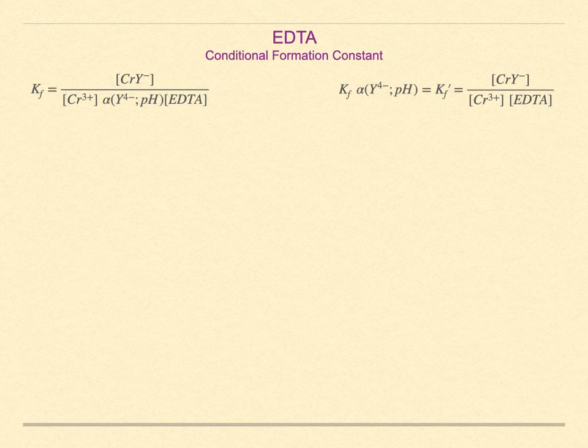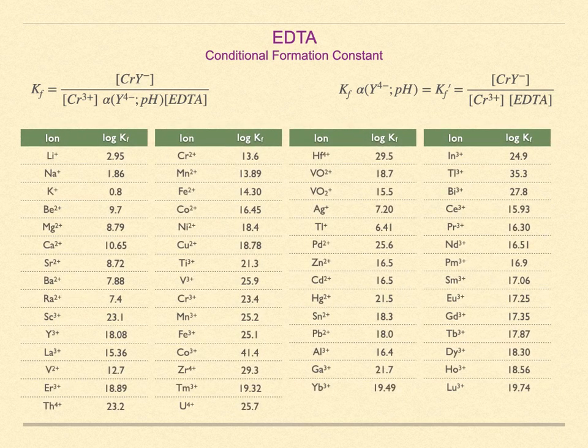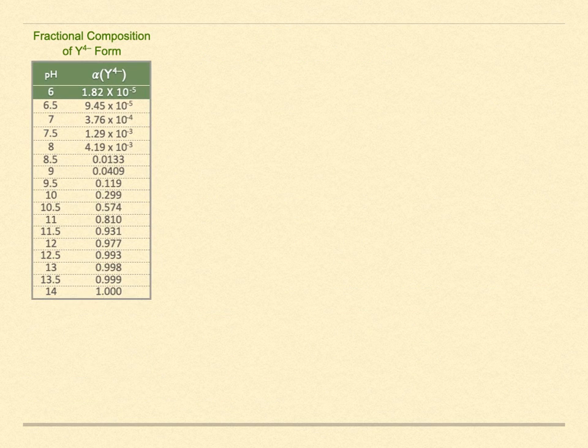Tables of formation constants are available for all the metal ions. The Y4- fractional composition at different values of pH is readily calculated, and in tables, we presented that table in the just previous lesson. By taking the two values, we can easily calculate a conditional formation constant at a given pH. Here's a table of values for 58 different metal ions. These are the formation constants and need to be combined with a fractional composition value for a particular pH. Here's the table of fractional composition values repeated again from the last lesson.